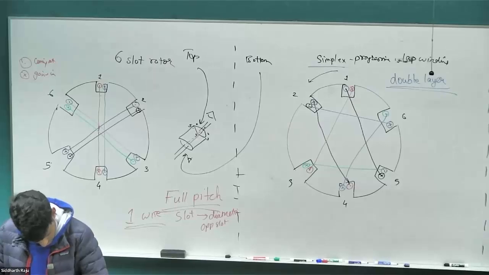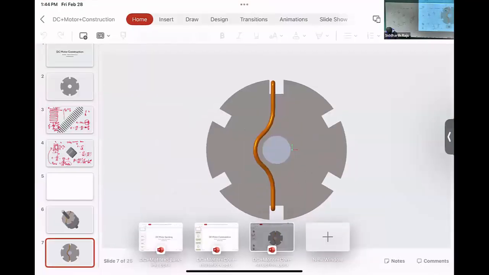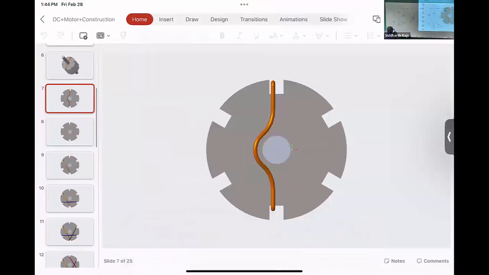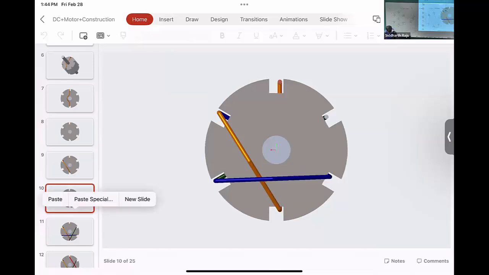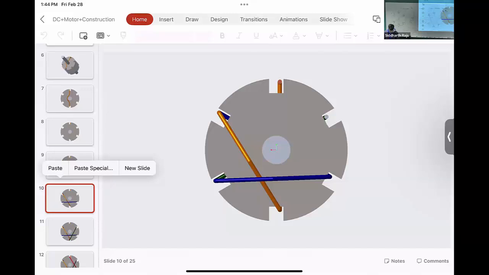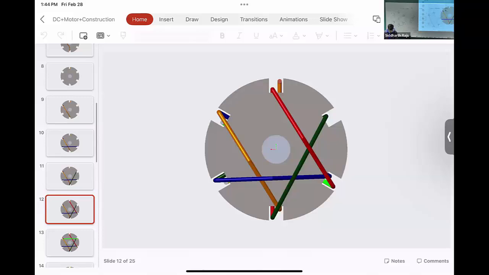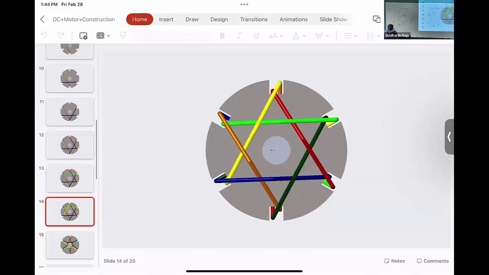So this is what we saw last class, right? We have a conductor from slot 1 to slot 4 in the top, and then this is the bottom view. In the bottom view, it goes from 4 to 2, and then the rest of it you can just trace all the way down. So 2 to 5, then 5 to 3, and so on on the bottom. So the bottom ends up looking like this, a whole bunch of stars that's created.